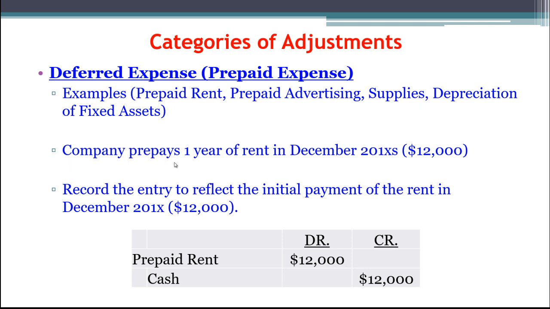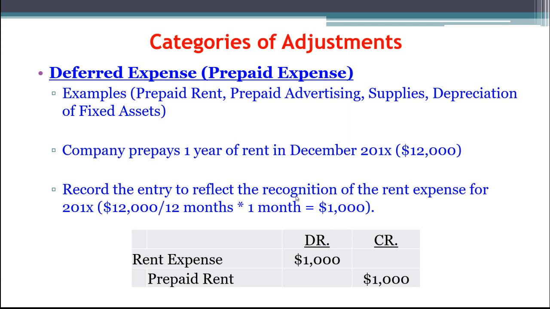Now, let's take a look at a prepaid rent. The company prepays 1 year of rent in December of, let's say, 2020, $12,000. Initially, they're going to record just a regular cash transaction in 2019, let's say. So the first year. $12,000, they're going to be debiting prepaid rent, which is an asset, for $12,000 to increase it. They can use this later on. They're crediting cash for $12,000 to decrease it because they've used it. This is not an adjusting entry. It sets the stage for one later on.